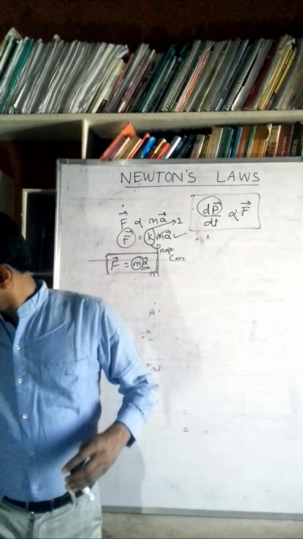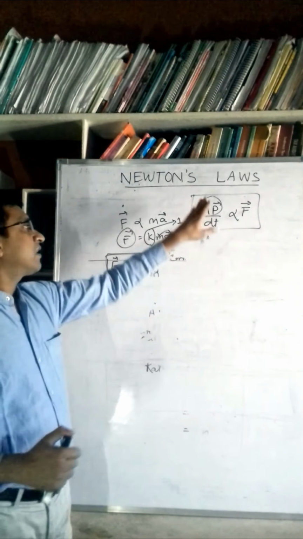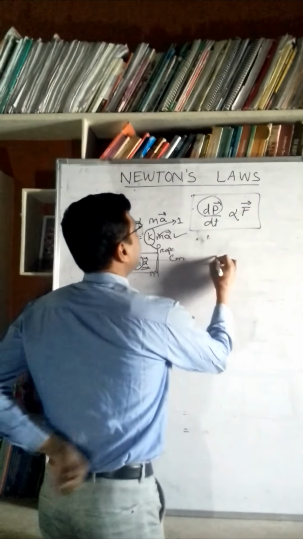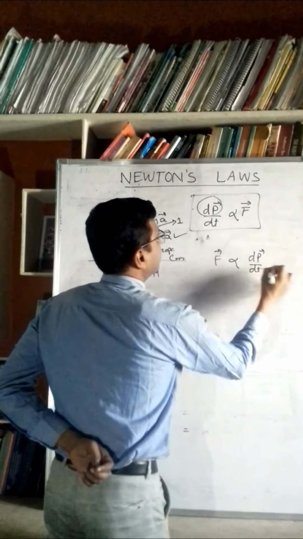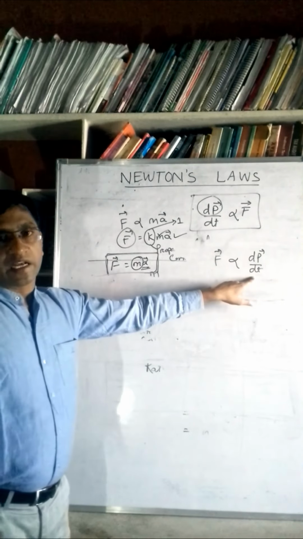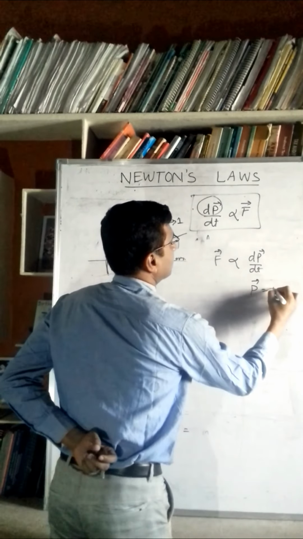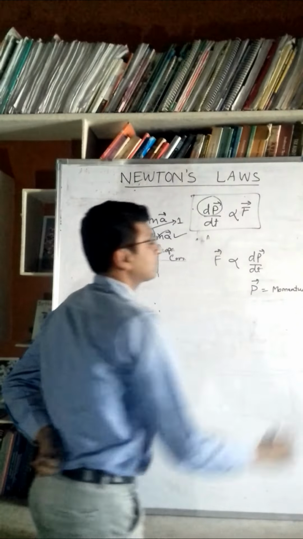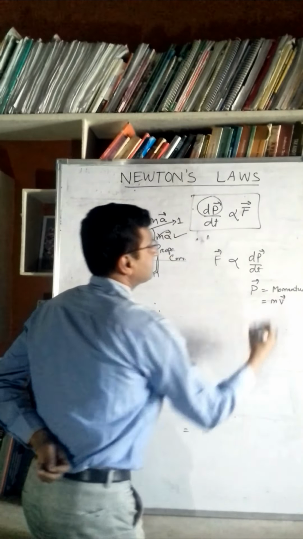So what is it? According to Newton's second law of motion, the rate of change of momentum is directly proportional to the force applied to it. Or we can say F is directly proportional to dp by dt, the derivative of momentum with respect to time. Here, p represents momentum. And momentum means what? That is equal to mv.